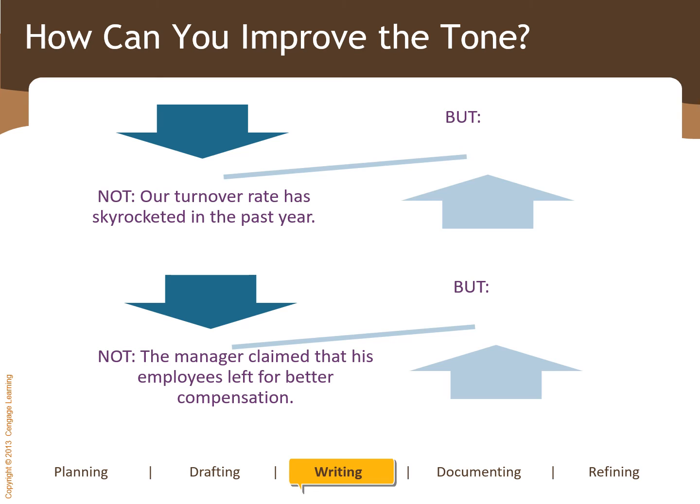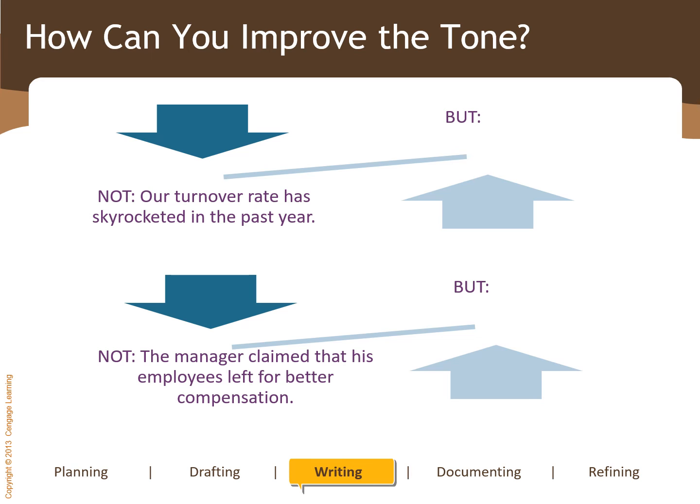So we are talking about style still. So here are two examples of what we can do to make these sentences better in terms of tone. So remember, tone is all about how negative and how bossy basically you sound. So if you look at the first example, our turnover rate has skyrocketed in the past year. So what can we change?